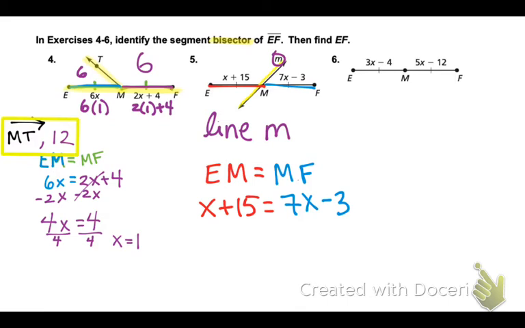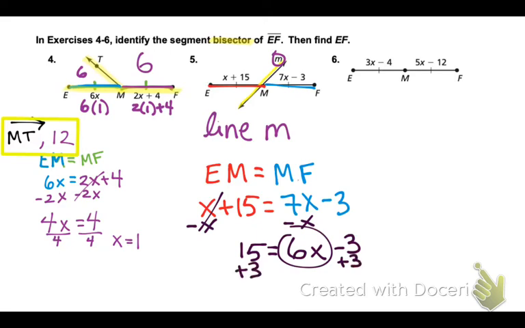So how do I move my smaller x, my 1x? I'm going to subtract it from both sides. 15 equals 7x minus x is 6x. Drop down that minus 3. I want to get 6x by itself. So what do I need to do with that minus 3? I'm going to add it to both sides. 18 equals 6x. Divide by 6, and x equals 3.